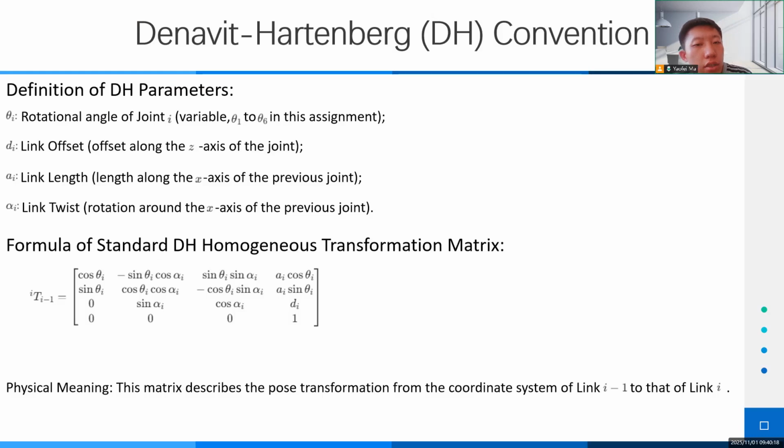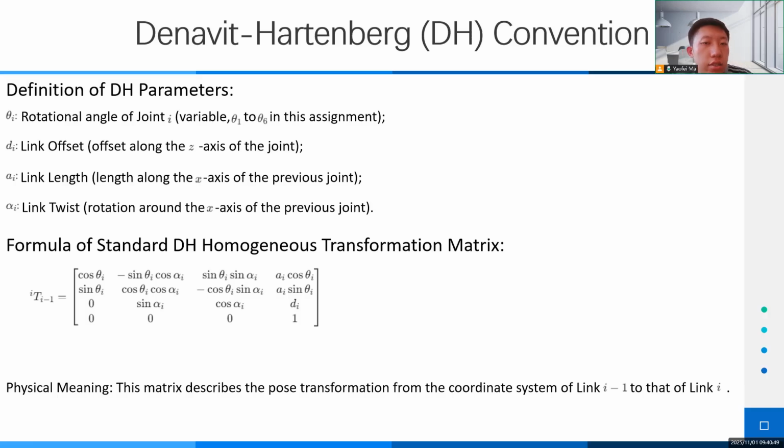2. Link offset. It's the distance along the z-axis of the joint. 3. Link length. It's the distance along the x-axis of the previous joint. 4. Link twist. It's the rotation around the x-axis of the previous joint.